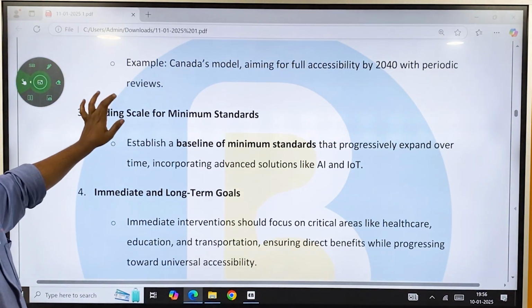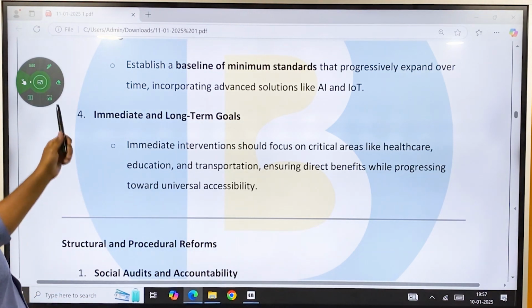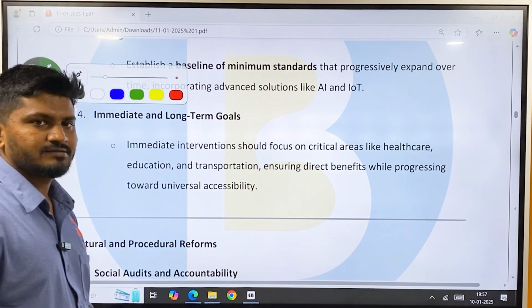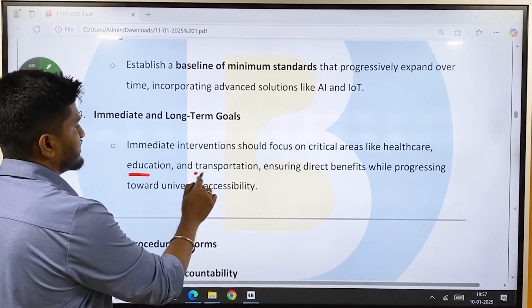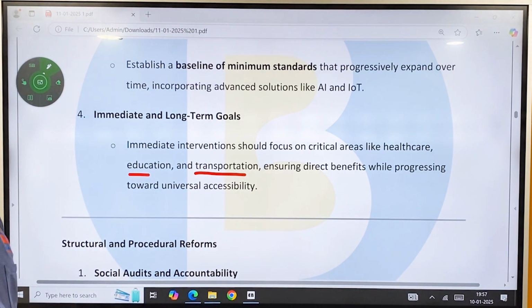It also differentiated between immediate and long-term goals. Immediate interventions should focus on critical areas such as healthcare, education, and transportation, ensuring direct benefits while progressing towards universal accessibility as a long-term goal.